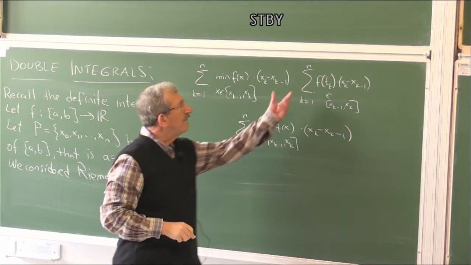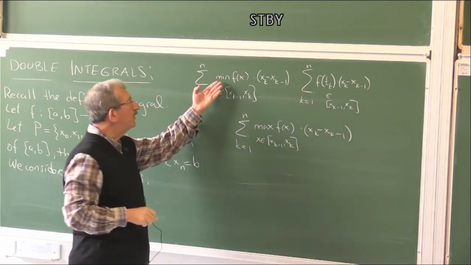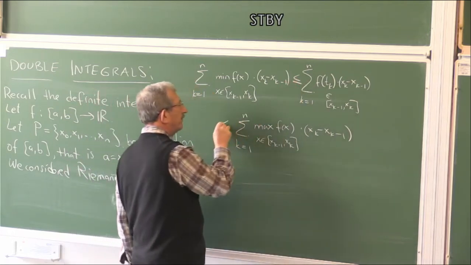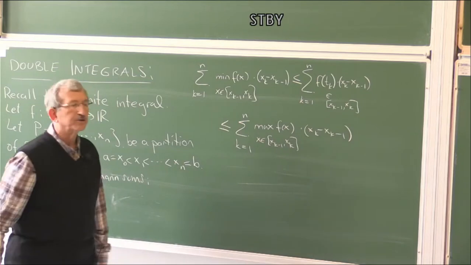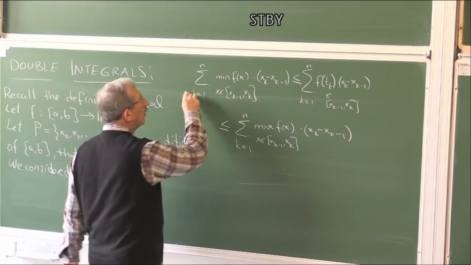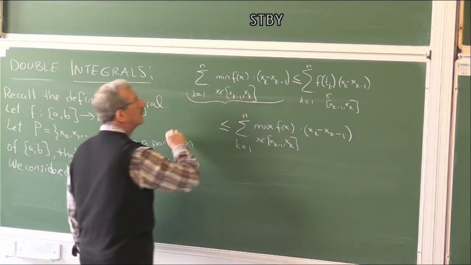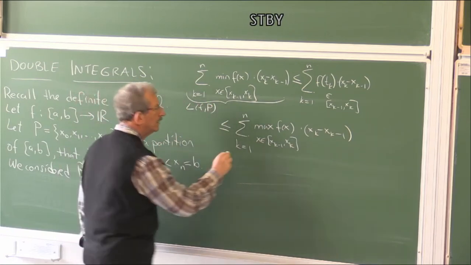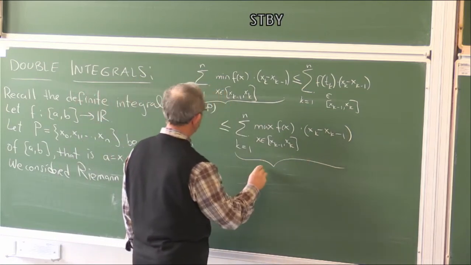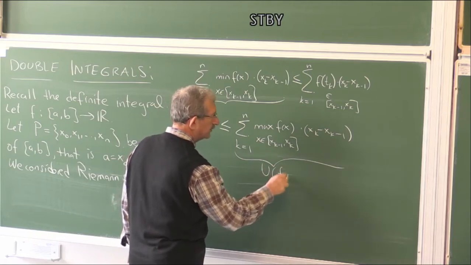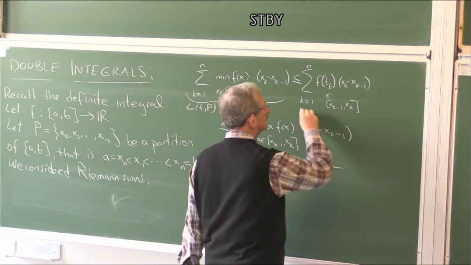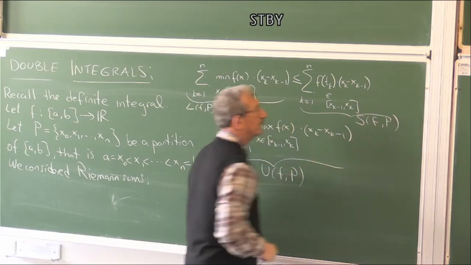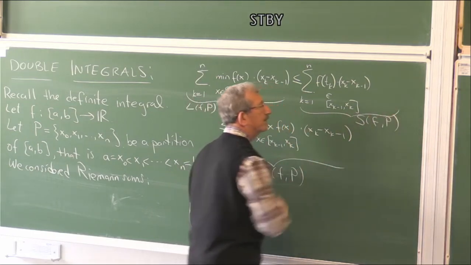Now, since f(t_k) is a value between the minimum and the maximum values, obviously we have the inequalities this way. Now, this was called the lower Riemann sum, this was called the upper Riemann sum, and this was called a general Riemann sum. Just the way of showing them.